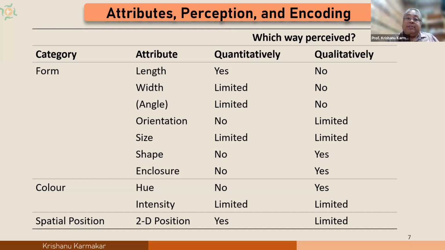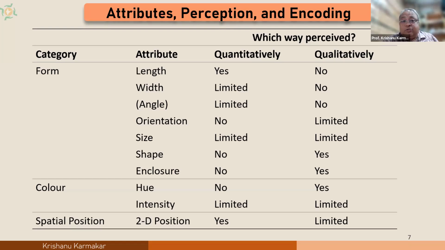Now the thing is that some of these attributes are good in doing certain things, some of these attributes are not good in certain other things. For example, on the slide you can see that some of these attributes are good at conveying quantitative messages, some of them are good at conveying qualitative messages. Two other sets of attributes are also the hue and intensity, which in common parlance we talk about as color.